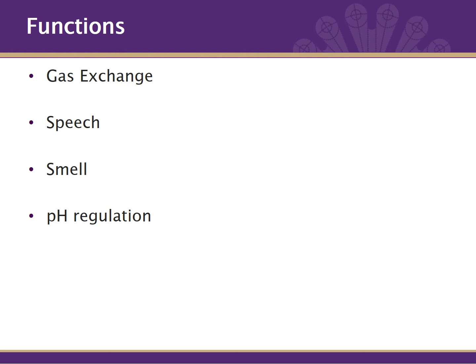One function that you might not consider right away is pH regulation. When carbon dioxide reacts with water in blood plasma, as we will discuss shortly, an acid is created. If we do not exhale carbon dioxide, this acid would build up in our blood, making it acidic rather than neutral.